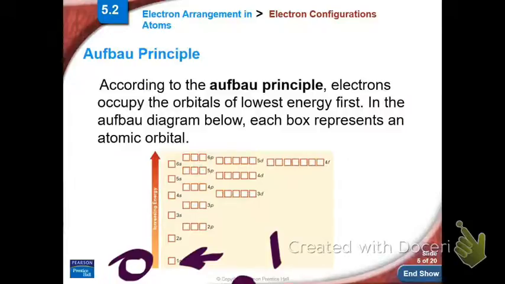So if you want to get a phone and get a picture of that, you need this, or it's in your book. That's how they're going to fill up. And this all has to do with energy. They're going to fill up lowest energy first.